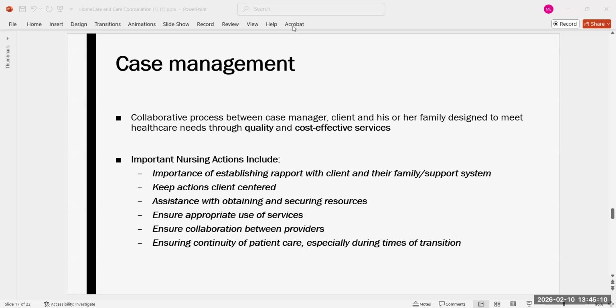If they need referrals in order to meet the needs of their medical diagnosis, then the case manager or care coordinator will also work on referrals between healthcare services, specialty care services, and understand if there are barriers present.